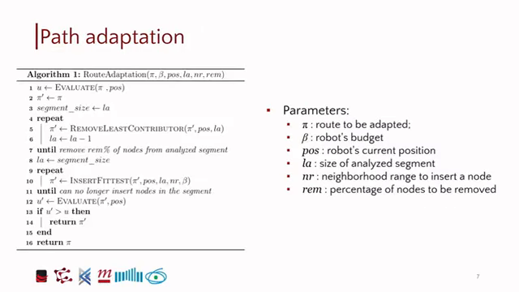We present an efficient strategy that locally makes minor route adjustments, minimizing the global impact of failures. The idea is to adapt only a segment of the route that is closest to the robot. As we have a budget limit, we remove nodes to increase the budget and insert new nodes to increase the collected reward.